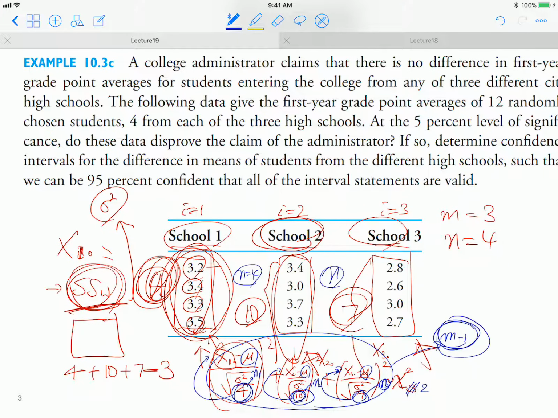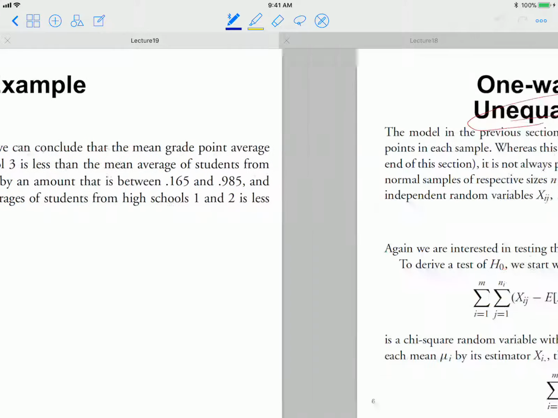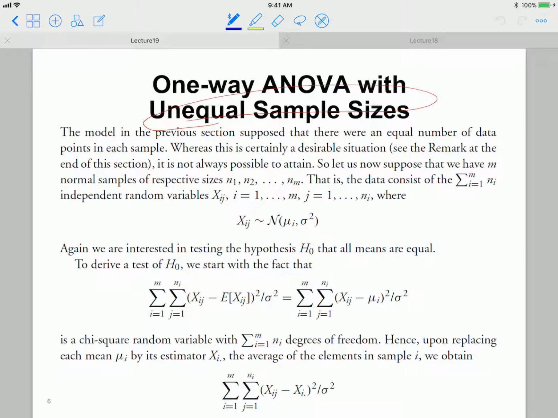And then still the degree of freedom is m minus 1. Yep, so that is it. So if you had this kind of intuition or high level understanding, let's go through this.